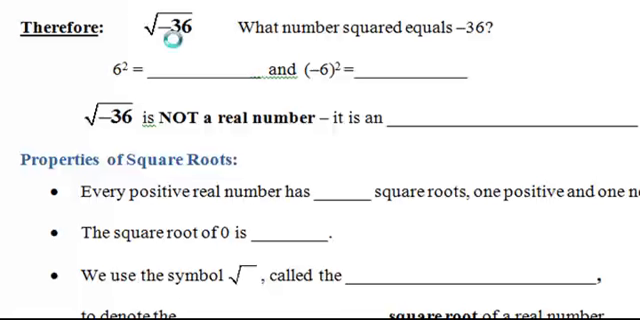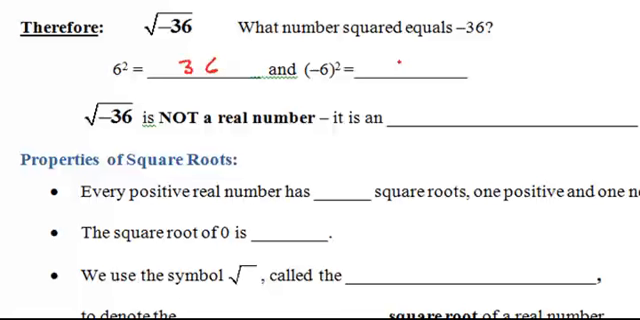So, looking at the square root of negative 36, we'd be asking ourselves, what number squared equals whatever's inside here, which in this case is negative 36? Well, 6 squared is 36. Negative 6 squared is 36. In fact, there's no real number that we can square and wind up with negative 36. So the square root of negative 36 is not a real number. In fact, it's an imaginary number. We're going to come back to that later. For now, you need to know that it's not a real number.